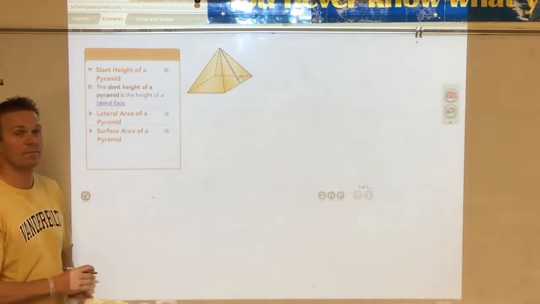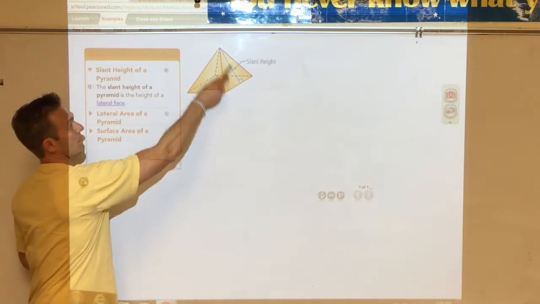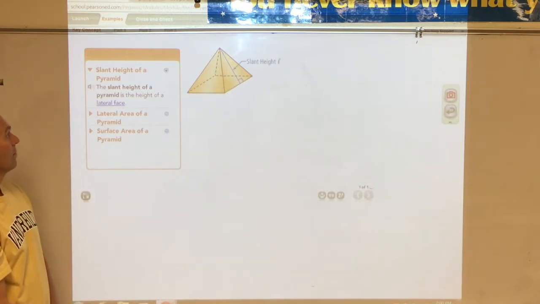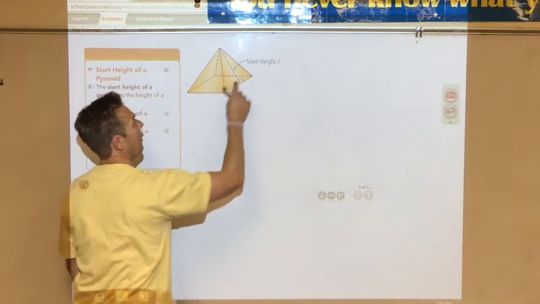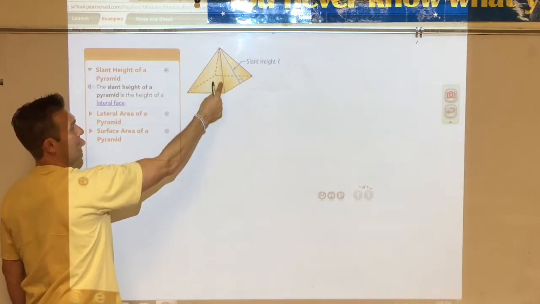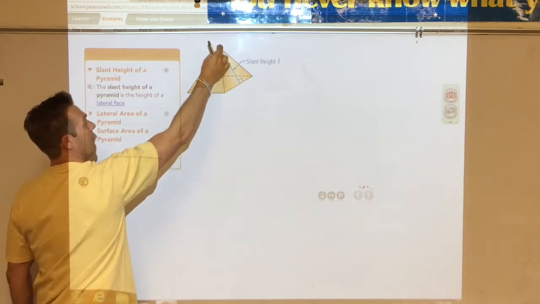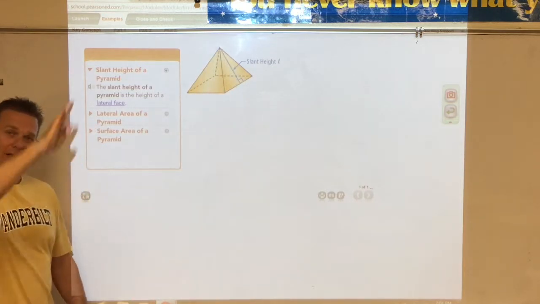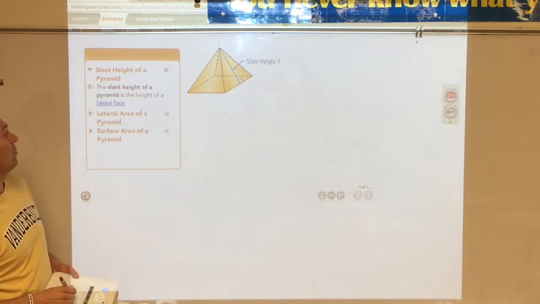The height of a lateral face of a pyramid is called the slant height. The symbol for slant height is a script L. Okay, script L or cursive L. So this is the slant height. Remember, you've already been taught height of the pyramid would be a line going down the middle with a little 90-degree angle here. But now if it's on the side like that and it's slanted, hence the word slant height. Okay, so that's important to understand.